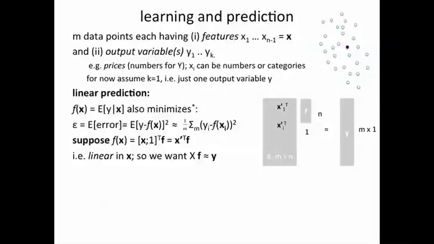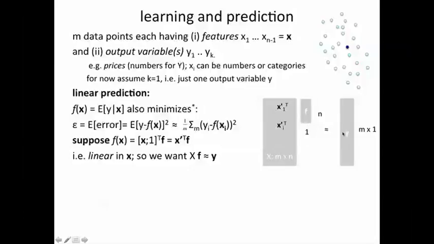Okay, so let's look at our matrix equation once more. We have X, where each row is a set of features for a data point. The value is y sub i for each data point, which is in this m by 1 column vector y. And we want to try to find f such that X times f is almost y.